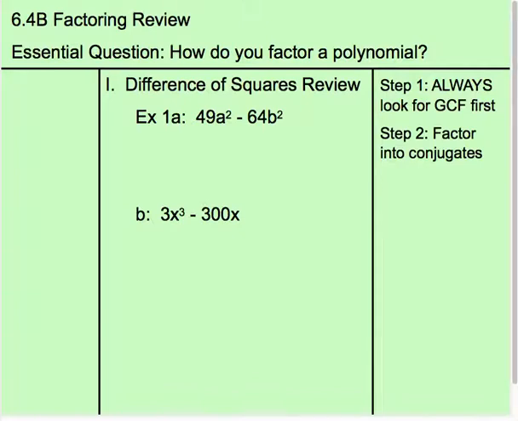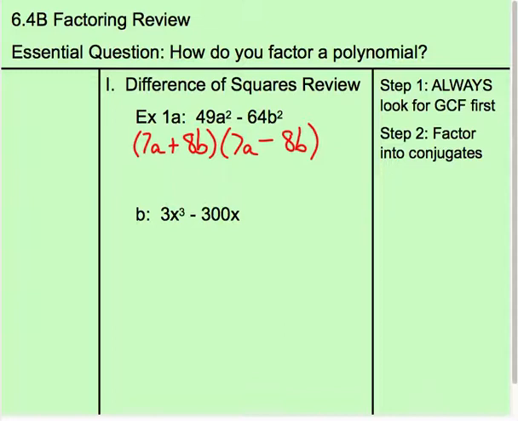So remember, what we do is we take the square root of the first term, and I set up my two binomials, and I usually write it twice. And then you take the square root of the second term, one positive, one negative. Those are conjugates: the binomials are the same, but one is positive, one is negative.